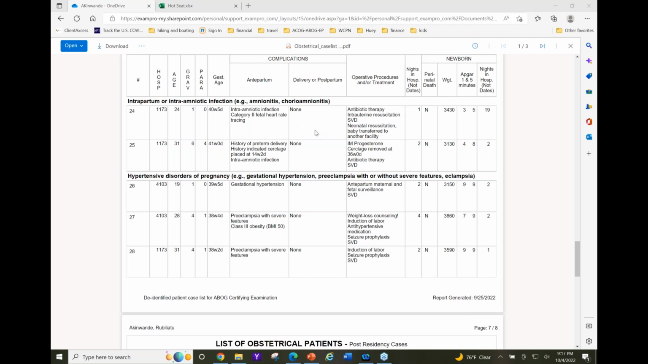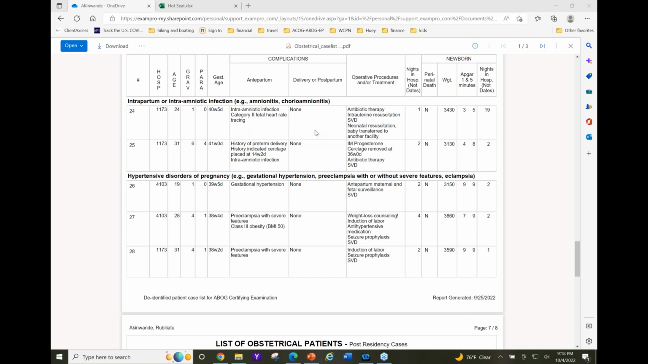Yes. And at what point during her presentation did you diagnose the intraamniotic infection? Meaning, was she showing signs when she presented, or did it develop during her labor progress? Oh, it developed during her labor progress. Okay, how did you make that diagnosis? So she had a fever.